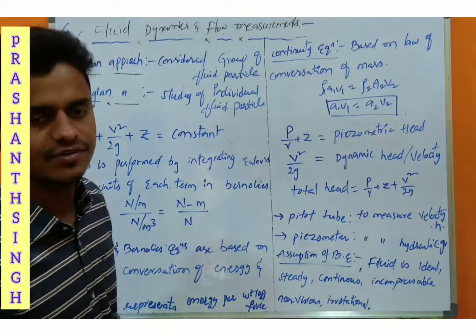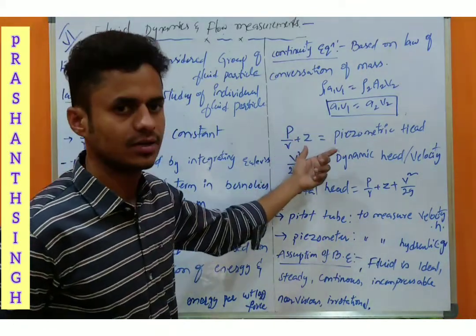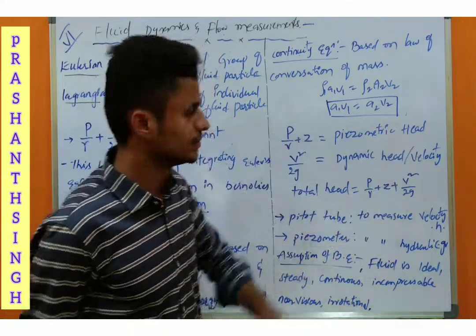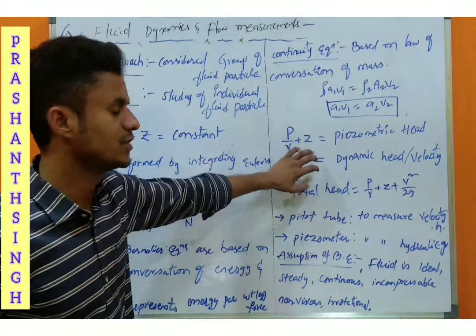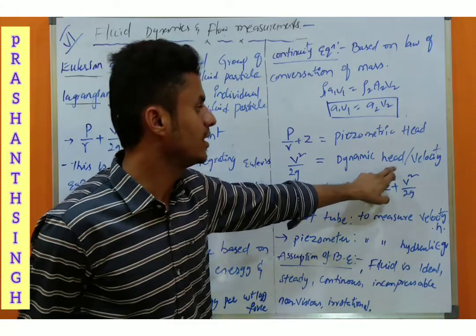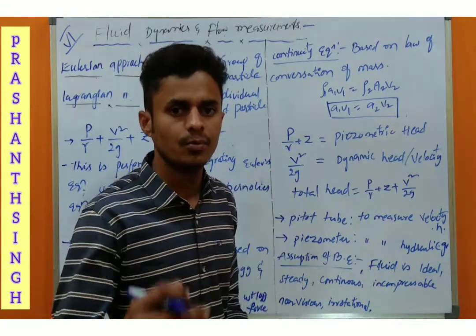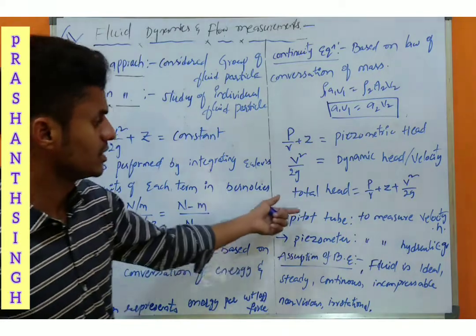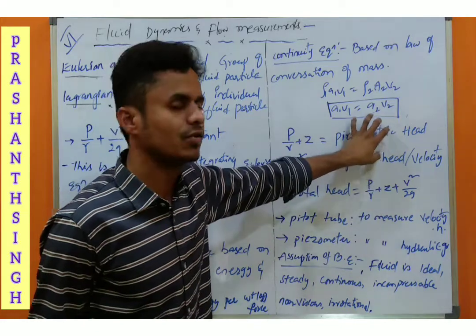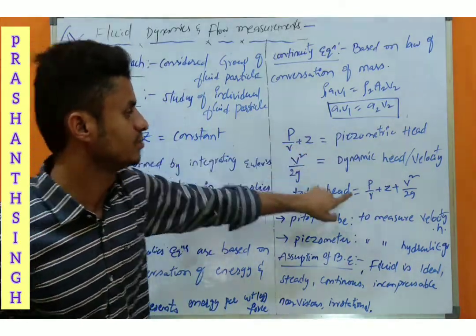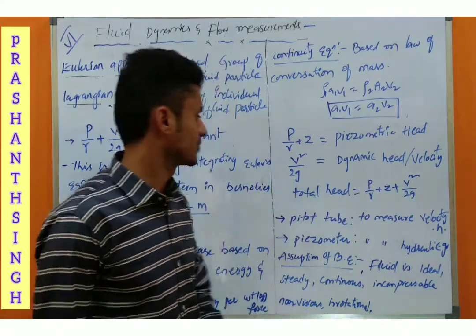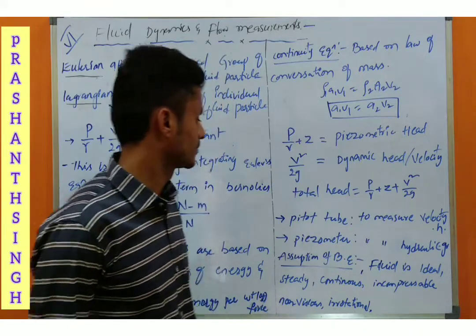In the Bernoulli's equation, we have P by gamma plus Z. This whole term we can call the piezometric head, and V square by 2g we can call the dynamic head or velocity head. Therefore, total head equals piezometric head plus dynamic head. The piezometric head is P by gamma plus Z, and the velocity head is V square by 2g. This is the total head.